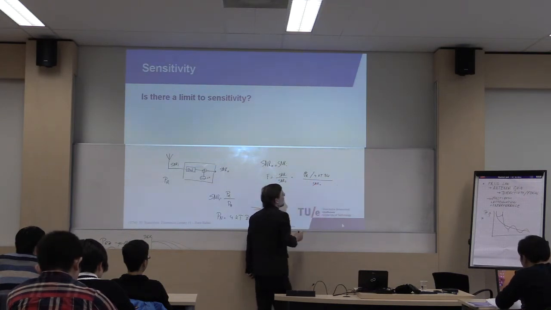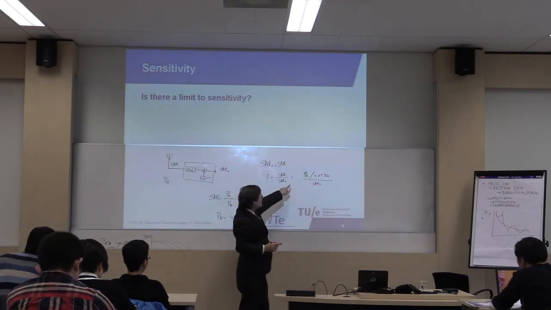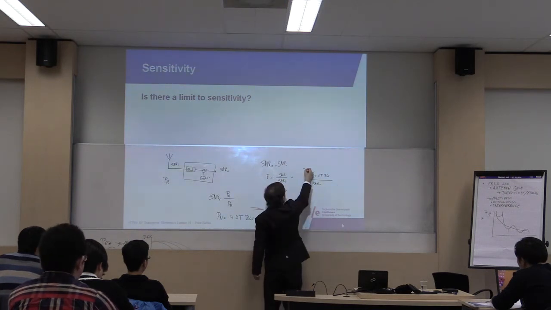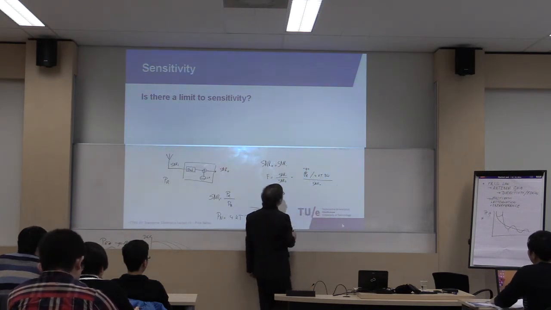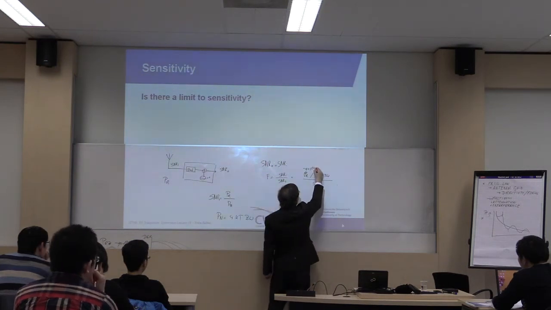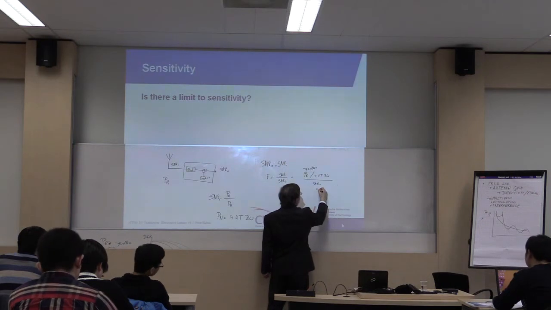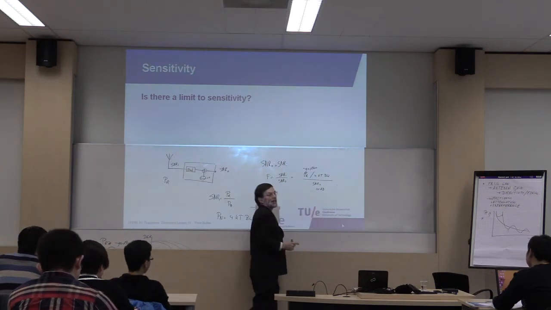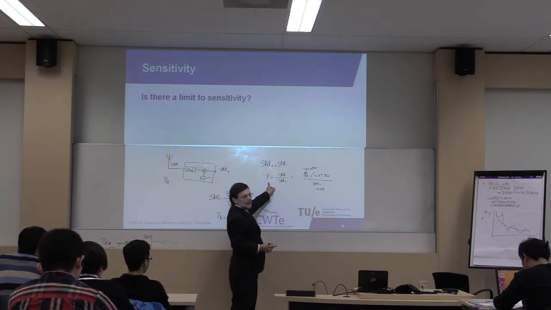So if we know that we need a sensitivity of minus 90 dBm at the output for a signal to noise ratio of 10 dB, then we can put that here in the formula, and that gives us the noise factor.